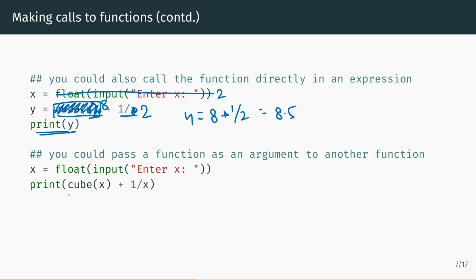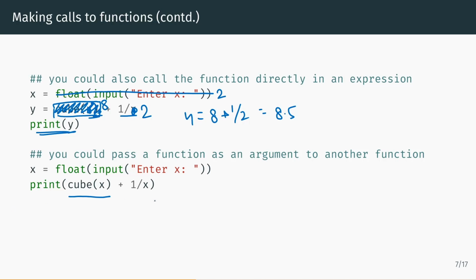As it turns out, print will also take an expression, and that expression can have, as we've seen before, a function call. So you can say x equals float input, enter x, and then print cube of x plus 1 over x. So this will print directly. And when you pass an expression like this, Python will solve this expression from the inside out, okay?